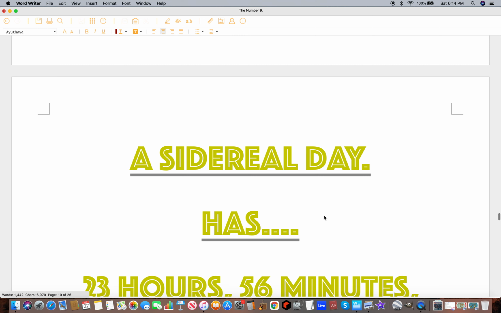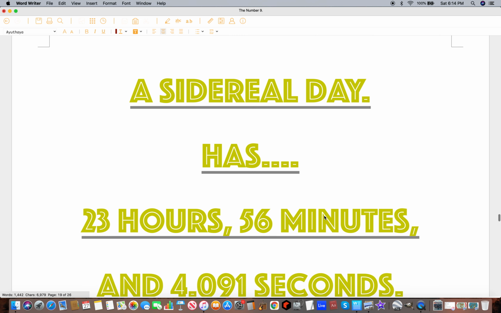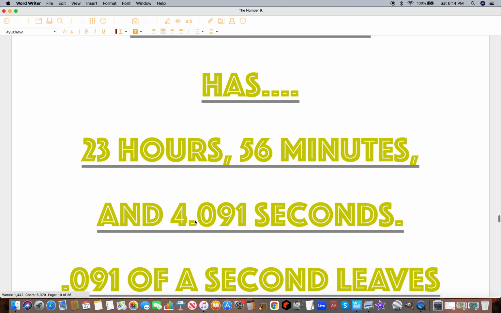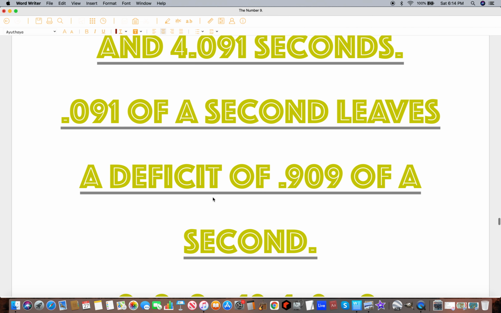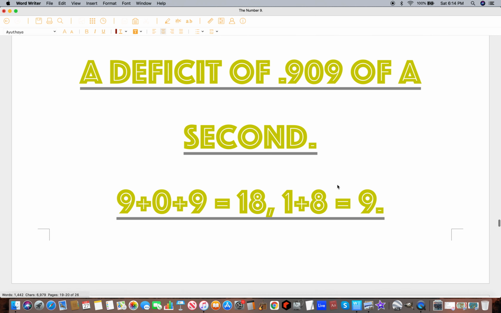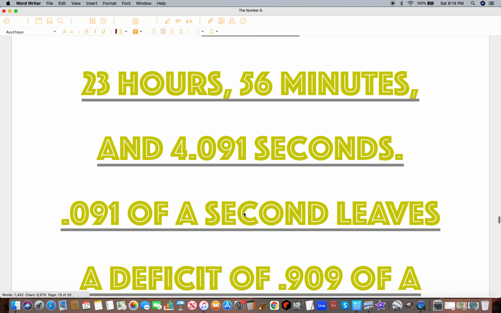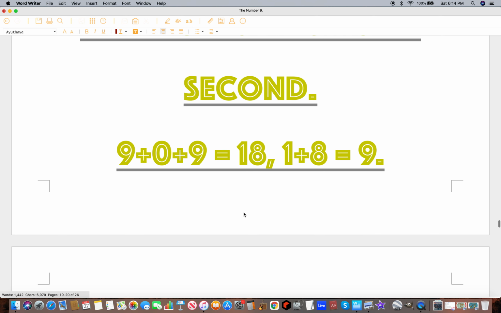Moving on. A sidereal day has 23 hours, 56 minutes, and 4.091 seconds. So 0.091 of a second leaves a deficit of 0.909 of a second. So there's a deficit of 0.909 of a second, right, in this sidereal day. 9 plus 0 plus 9 is 18. 1 plus 8 equals 9. Very strange, some of these things come back to that.